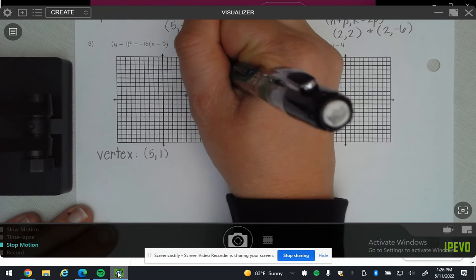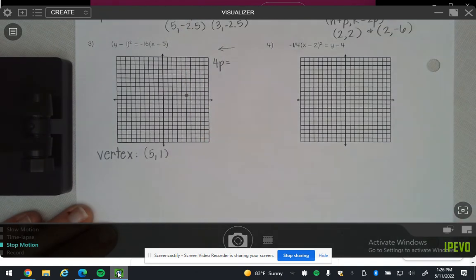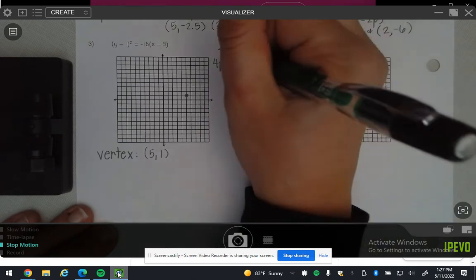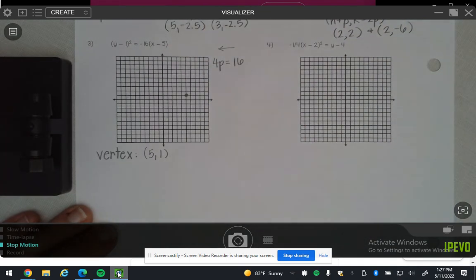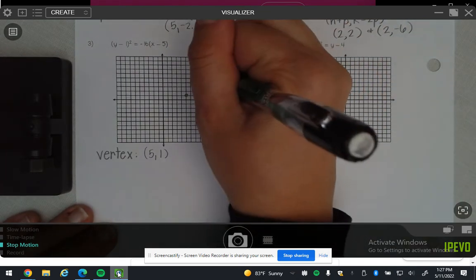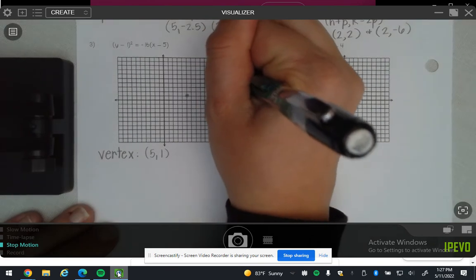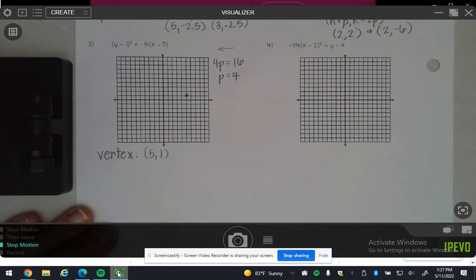So 4P no longer equals negative 16 because P is a distance. So you're going to take the absolute value of it. So 4P equals 16. So P equals 4. So P will never be negative.